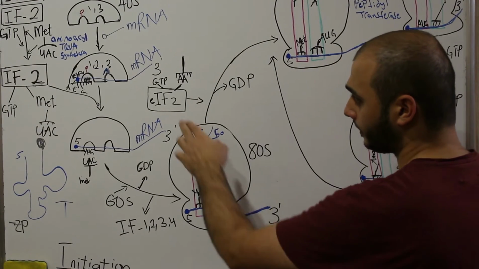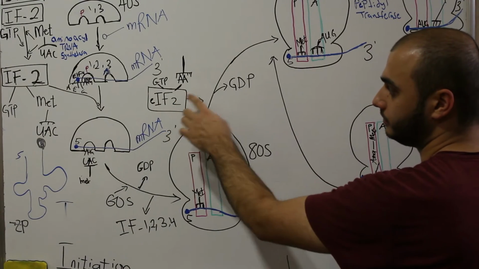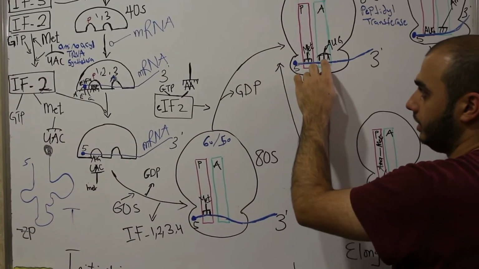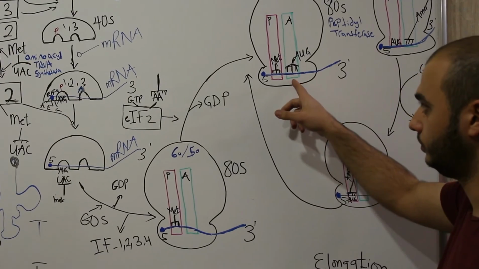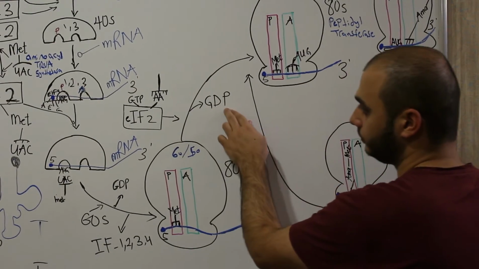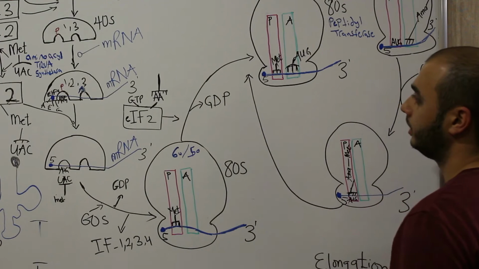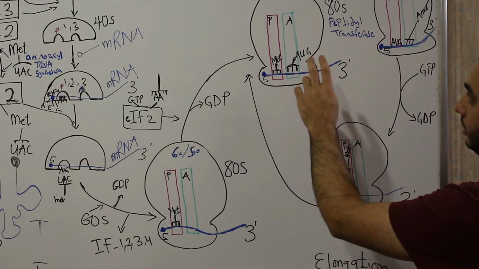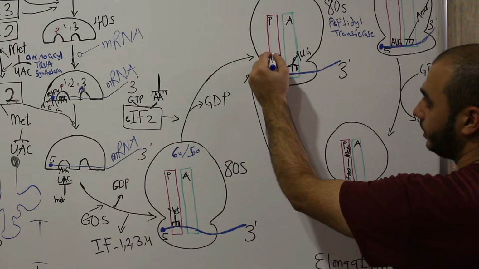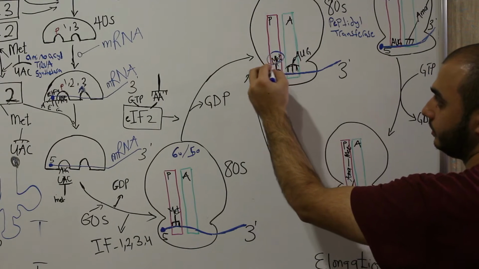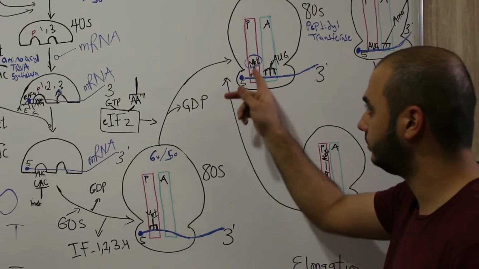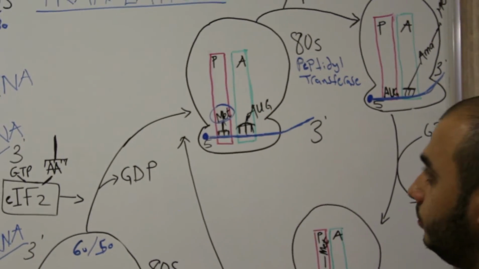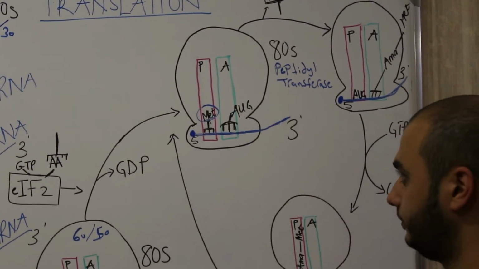Then, when the new amino acid comes and associates with the corresponding codon, there will be releasing of GDP, yes? And after this process, there should be transfer of the first amino acid, which is methionine, to the new amino acid, by formation of a new peptide bond.